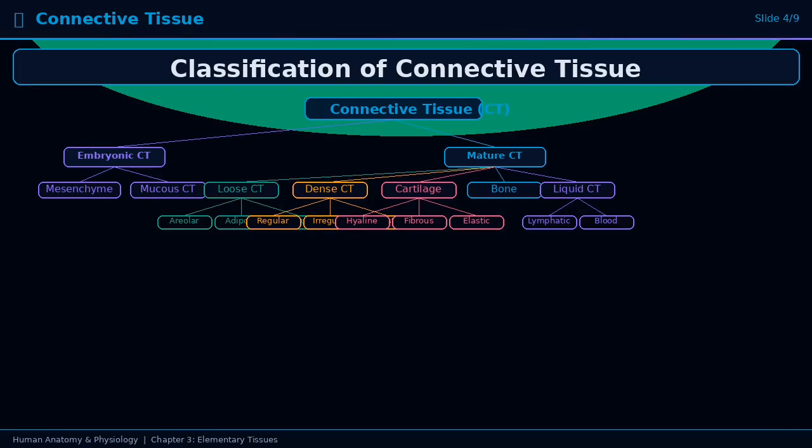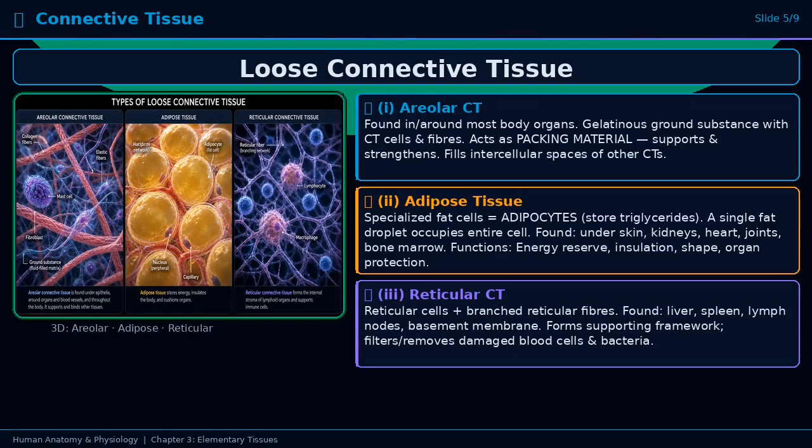Mesenchyme, the tissue from which all other connective tissues are derived, made up of reticular fibers, irregularly shaped mesenchymal cells, and a semi-solid ground substance. Mucous connective tissue, a type of mesenchyme found in the fetal umbilical cord, referred to as Wharton's jelly, composed of collagen fibers, fibroblasts, and a gelatinous ground substance. Mature connective tissue is divided into loose, dense, cartilage, bone, and liquid types.